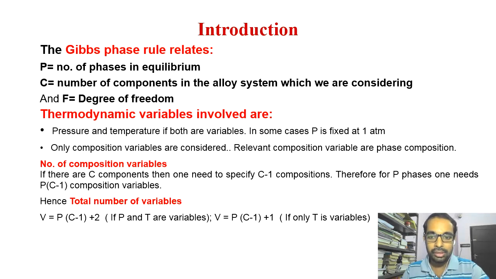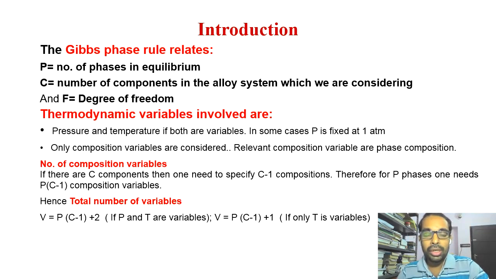Next is the number of composition variables. We just mentioned that the phase composition is considered the composition variable, and if there are C components present in the alloy, one needs to specify C minus 1 compositions for each phase. If there are P phases, the total number of composition variables will be P times (C minus 1), where C is the number of components.